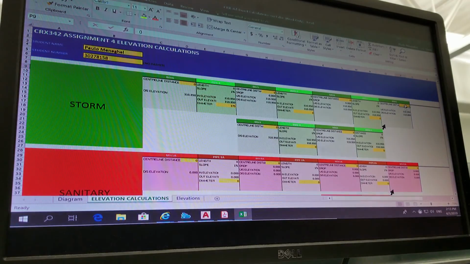So manhole 1, the center line distance, 2.36. We also call this the offset, okay? We are going to need this information to put on a label for our manhole, so it's important that you label it here. Did you understand what we did here?